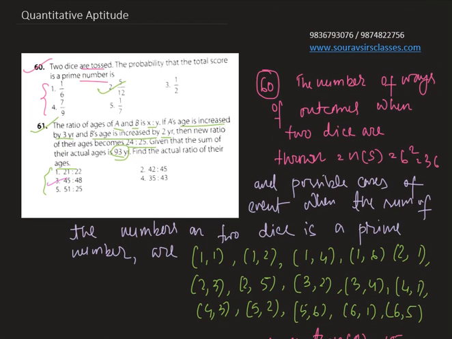Okay, so we have solved the two questions, and that's all for today.